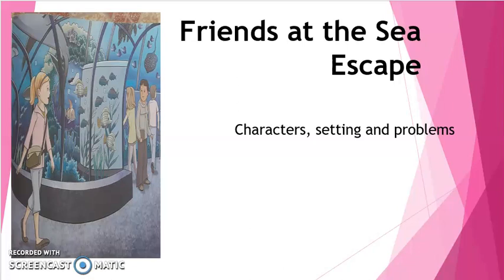Today we will be continuing with Friends at the Sea Escape. Our topic for today is characters, setting and problems. So today we will be discussing the characters, the setting and also the problems faced by the characters. Now I hope everyone has read the story. If you remember, I told you to read it in the last class.